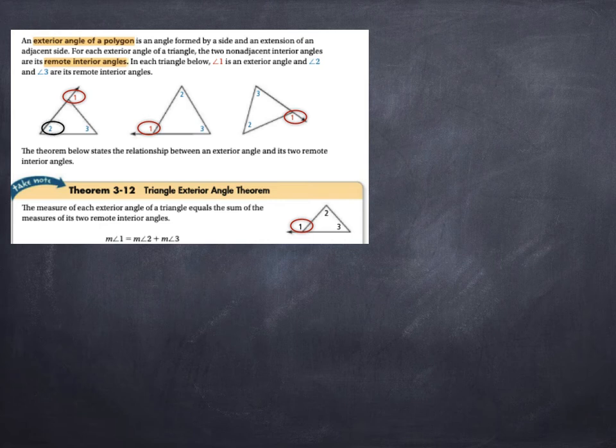And angle 2 and angle 3 are its remote interior angles since these are the angles that are not adjacent to the exterior angle. So the triangle exterior angle theorem states that the measure of the exterior angle is equal to the sum of its remote interior angles. So in this case, we have the measure of angle 1 is equal to the measure of angle 2 plus the measure of angle 3.